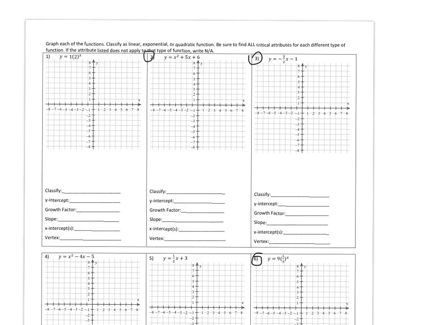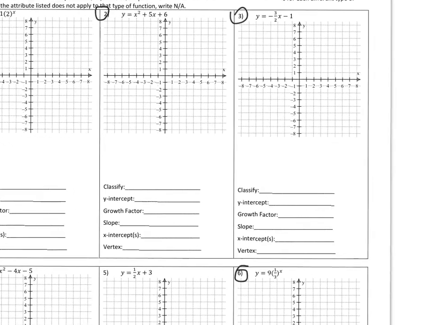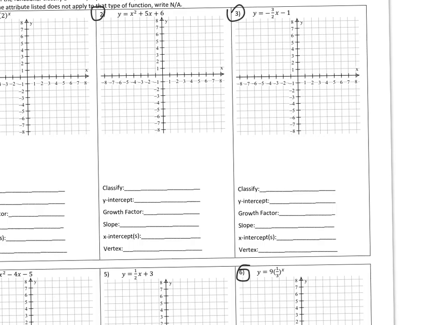Okay, let's start with number 2, the quadratic. X squared plus 5x plus 6. Let's look at the few things we need to do. We'll classify, it's got to be a quadratic because it has an x squared. A y-intercept is always that constant, so we can write that one down, 0, 6. A growth factor. Well, a line has a slope, and a quadratic doesn't necessarily have a constant slope, but a growth factor talks more about exponentials, so there's no growth factor here. Slope, no slope here as well, but it does have x-intercepts and it does have a vertex.